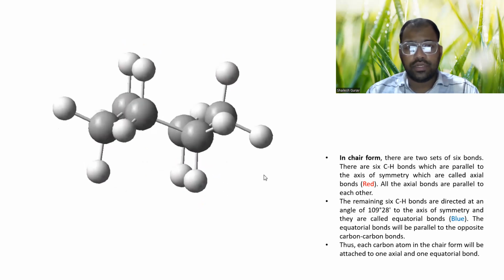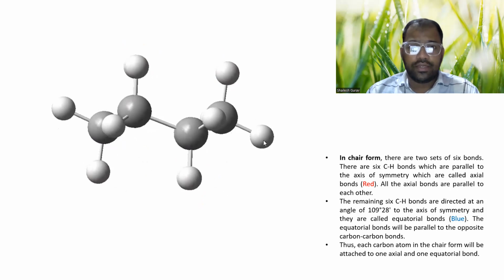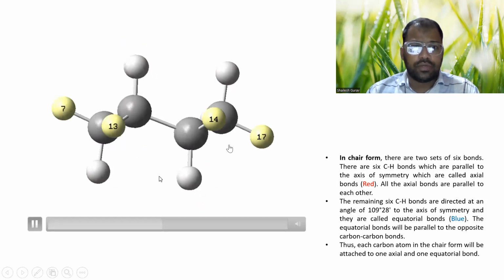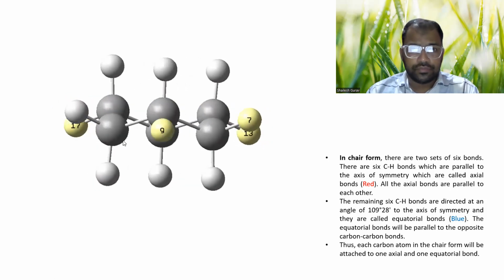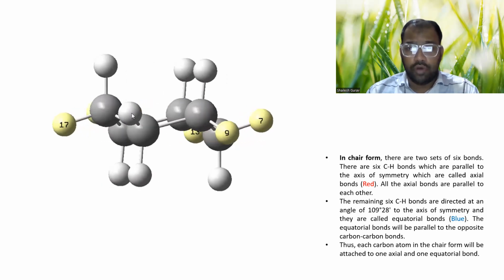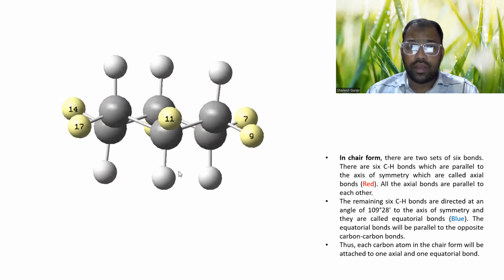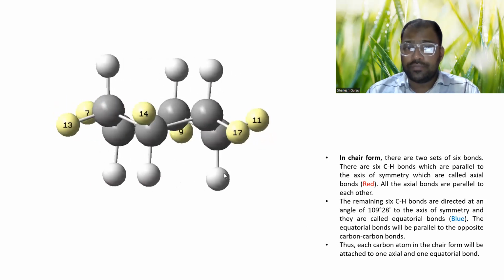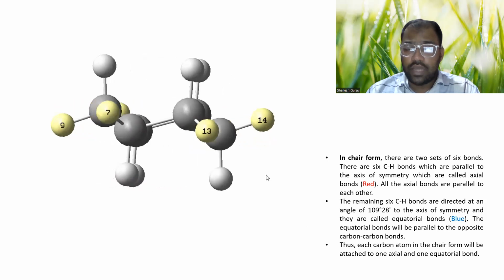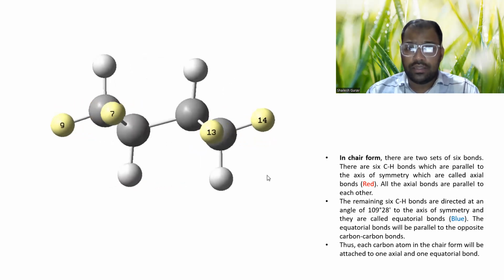The equatorial ones are directed at an angle of 109 degrees 28 minutes. I'm highlighting this. See here. This bond, this particular bond, which is pointing outwards, will be considered equatorial. Remaining two are this one. So there are a total of six carbon-hydrogen bonds pointing outwards. If I rotate this molecule, you will clearly get the idea of what I'm saying. Overall there are six such atoms pointing outwards, and they will be considered equatorial ones.